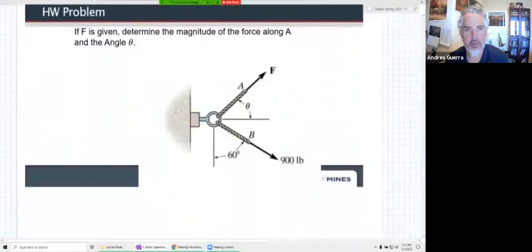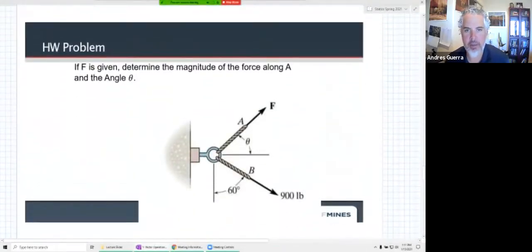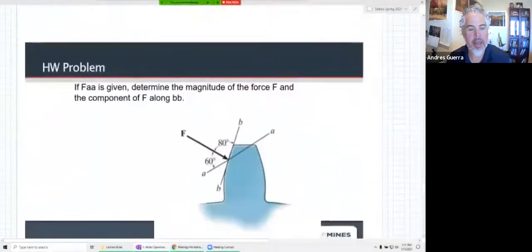The second homework problem: if F is given, determine the magnitude of the force along A and the angle theta. So we can see now we're asked to find a magnitude and also some geometry here. And then the third homework problem: if FA is given, determine the magnitude of the force along AB.